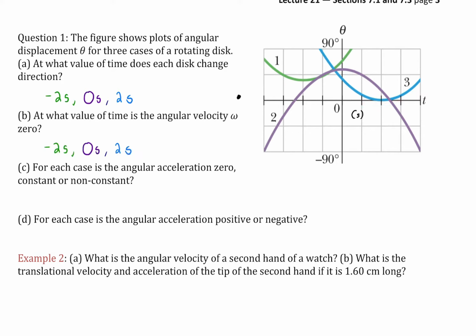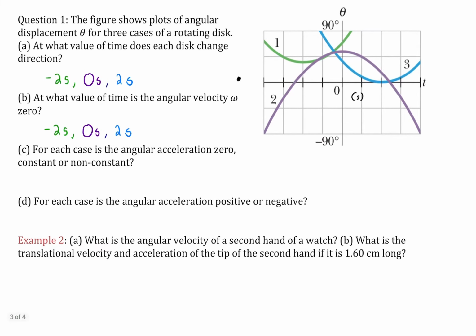At what value of time is the angular velocity omega 0? At those same times, because changing direction and momentarily having an angular velocity of 0 mean the same thing. That would apply to translational motion as well, like free fall or throwing an object straight up and tracking its vertical position as a function of time and getting that parabola. Same sort of information could be gleaned from that.